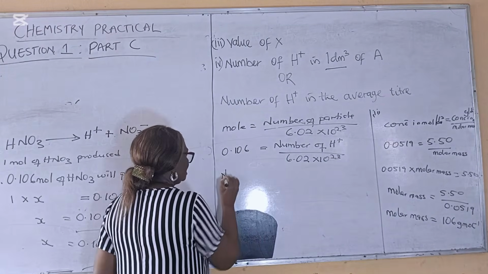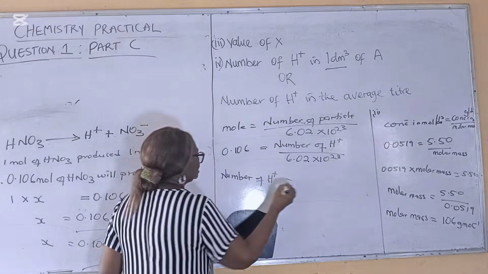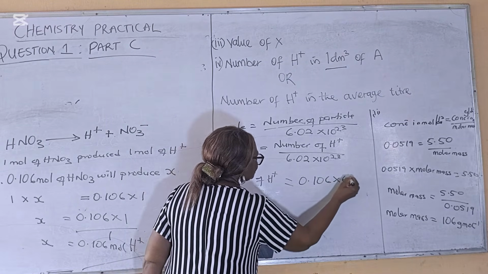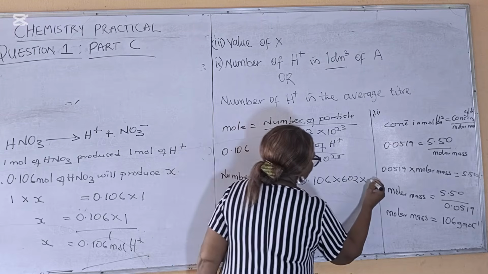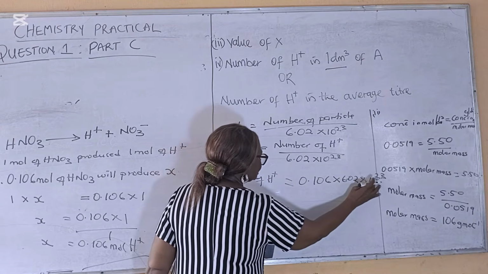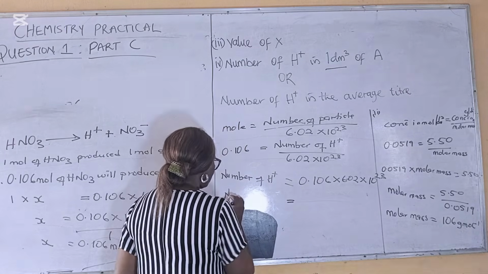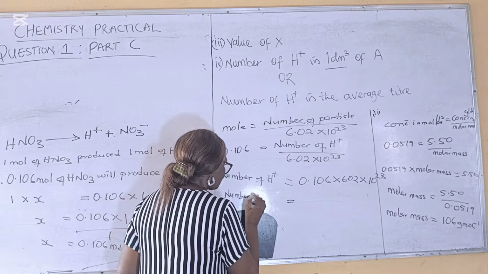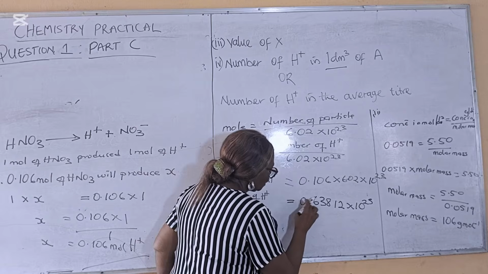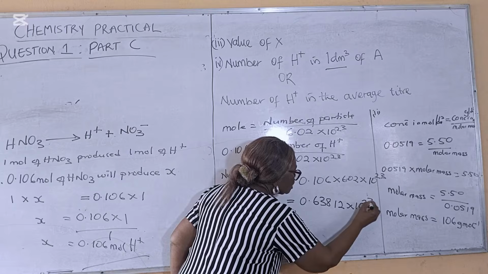Cross multiply. Number of hydrogen ion is 0.106 times 6.02 times 10 to the power 23. To be on the safe side, forget about this 10, just multiply these two, then you put it in standard form. You bring down your number, that's the subject of what we were doing. Evaluated, it is 0.63812 times 10 raised to the power 3.